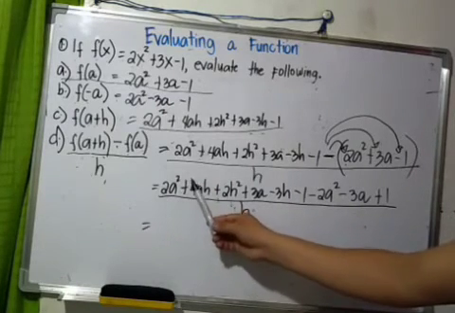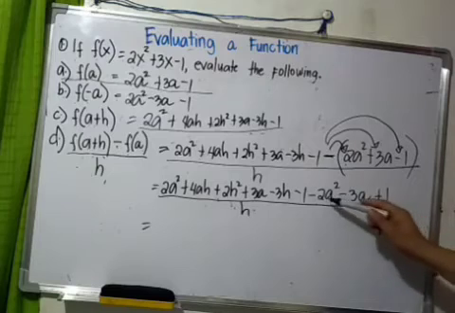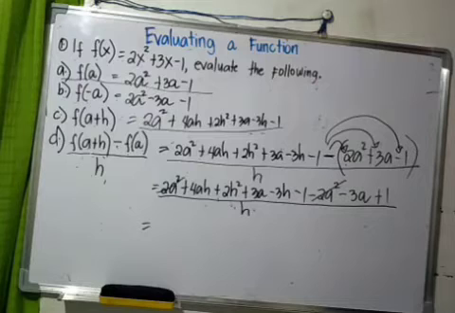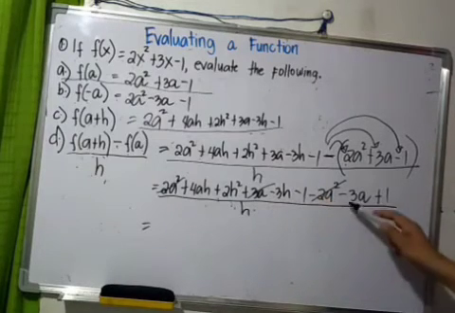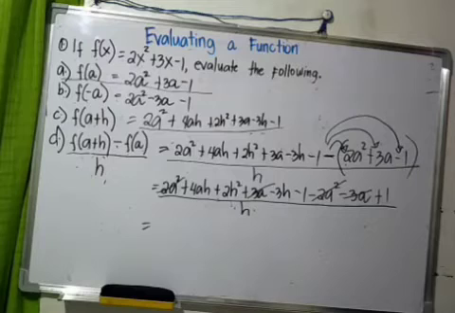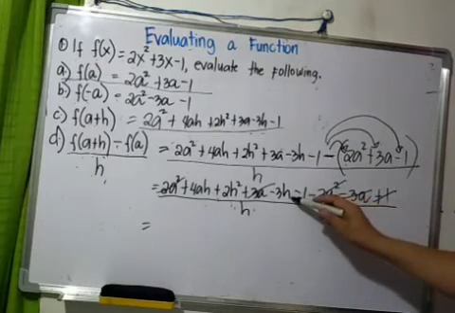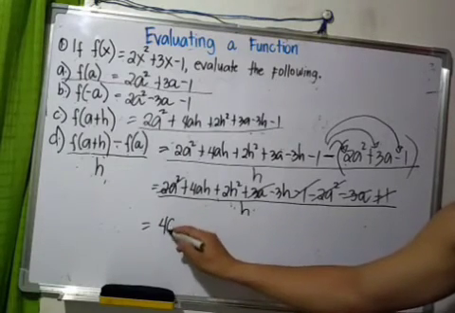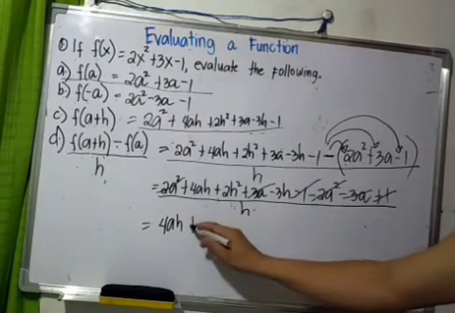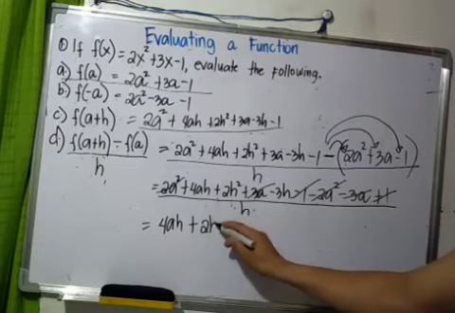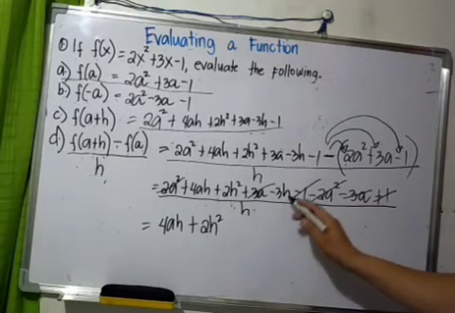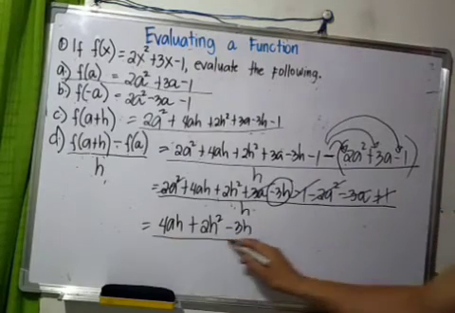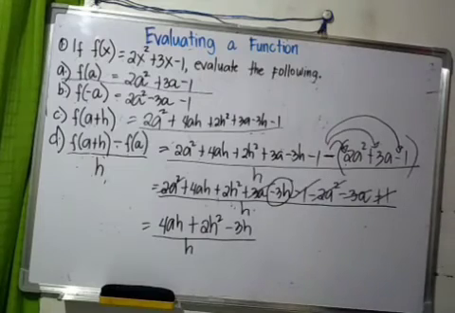Next, simplify. Tingnan natin. So 2A squared minus 2A squared, so ma-eliminate ito. Next, ano pang ma-eliminate dito? 3A and negative 3A and positive 1 and negative 1. So the remaining value is 4AH plus 2H squared, then ito minus 3H over H. Then simplify.